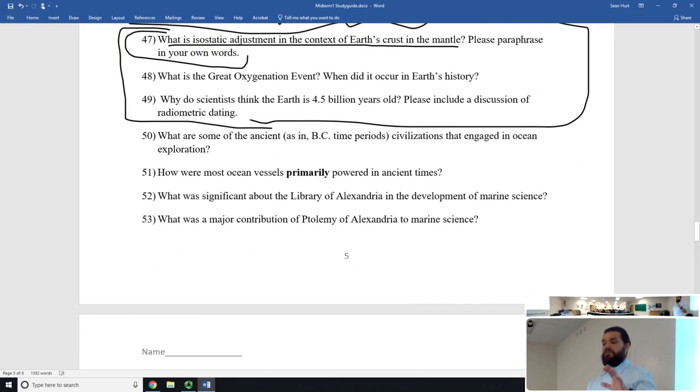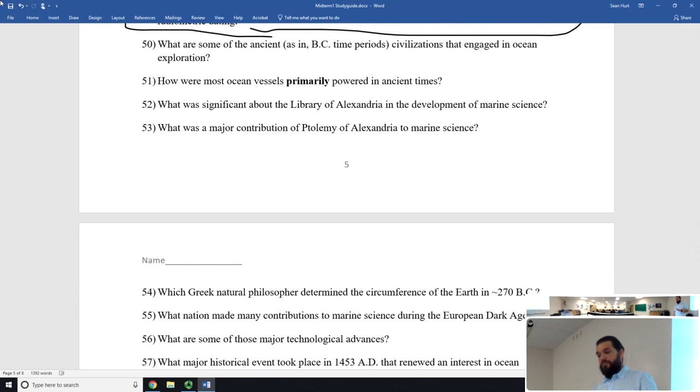Why do scientists think the Earth is 4.5 billion years old? This is where you have to explain a little bit about radiometric dating. All you simply have to say here is that there are radioactive isotopes in the world, and they decay at a very precise, very certain rate. Based on that rate of decay and how much of the original parent isotope and how much of the daughter isotope there is, we can figure out how much has decayed and how much time has passed. That's the basic gist of radioactive decay and radiometric dating. That's all you have to explain.